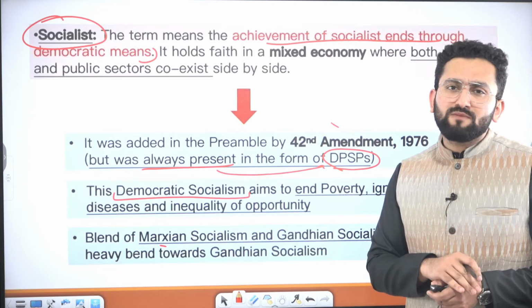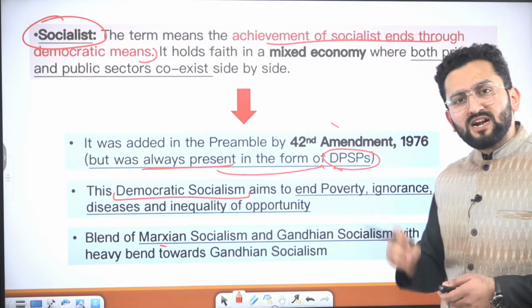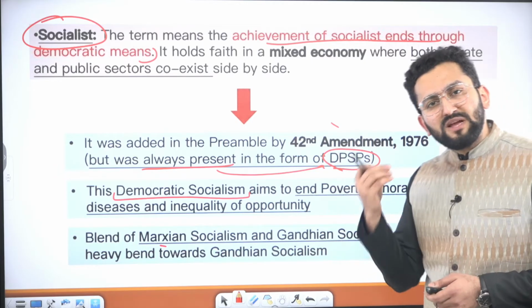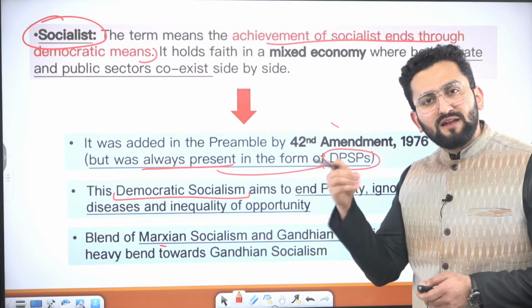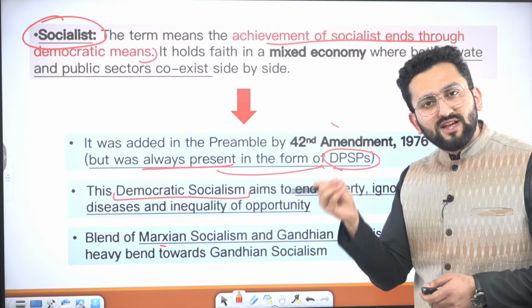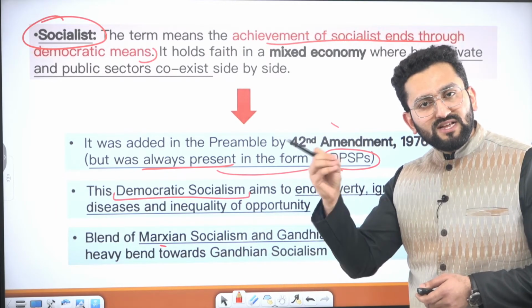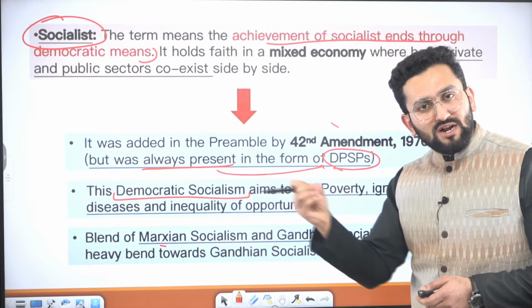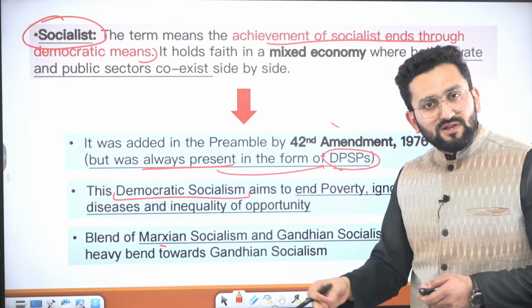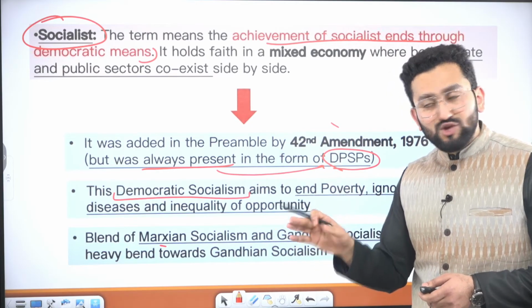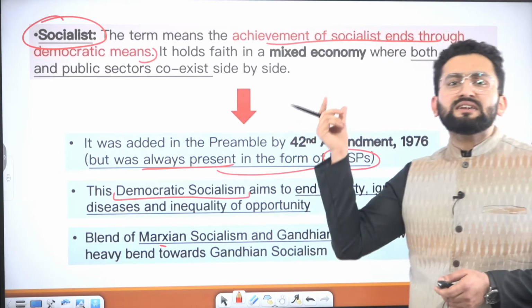Because our constitutional framers thought already in part 4, directive principles of state policy, we have mentioned the provisions that these should be directives when government is going to plan policies in future. Government has to take care of socio-economic development of the people. Government has to take efforts so that resources are not accumulated in few hands. Government has to make efforts to reduce exploitation. So it means these provisions were very well present, that's why they did not add it specifically.